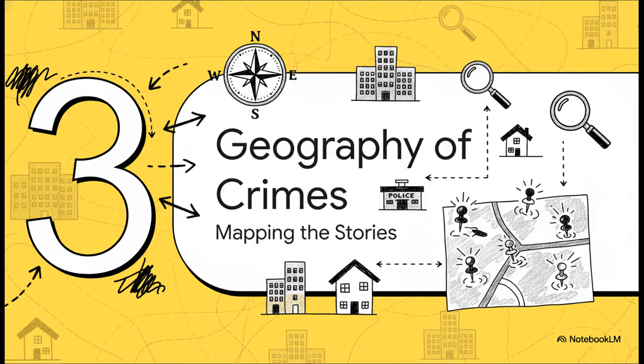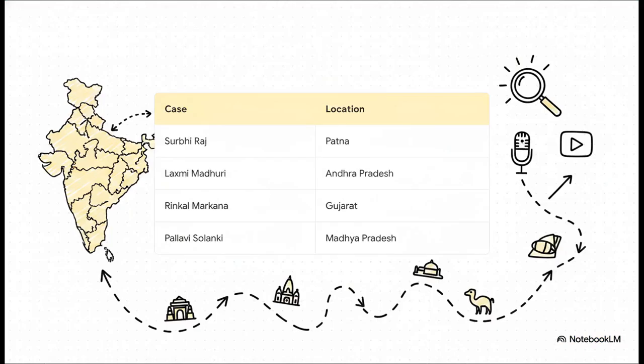Section 3. Geography of covered crimes. Now, when you pull back and look at the channel's entire library, a really specific geographic strategy emerges. I want you to notice just how localized these stories are. Take a look at this table we compiled. We have the Surbi Raj murder located up in Patna, the Laxmi Madre case way down in Andhra Pradesh, the Wrinkle Markana incident over in Gujarat, and the Pallavi Solanki case right in the middle in Madhya Pradesh. What this brilliantly illustrates is that they cast a massive net across all of India.